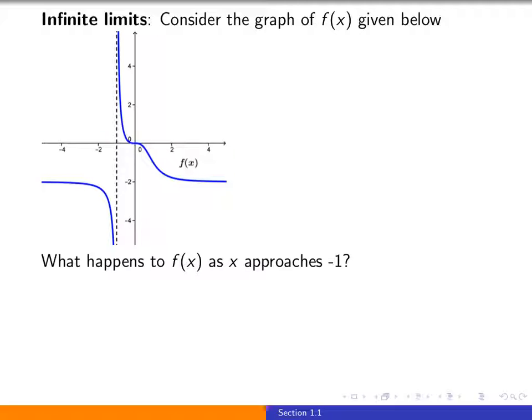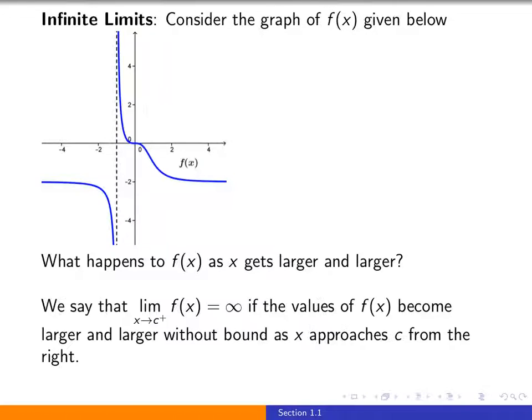It looks like as we approach minus 1 from the left, our function values are getting very, very large and negative. And when you approach minus 1 from the right, it looks like those function values are getting very, very large. So in this case, what we would do is say that that limit is plus or minus infinity.